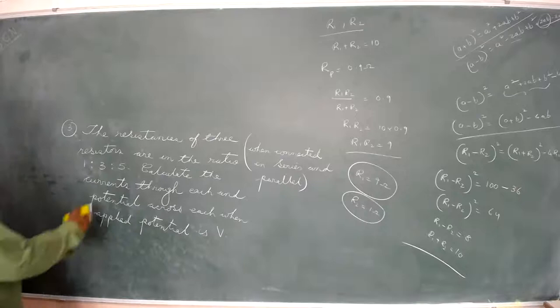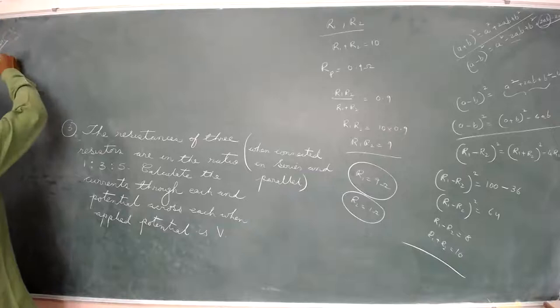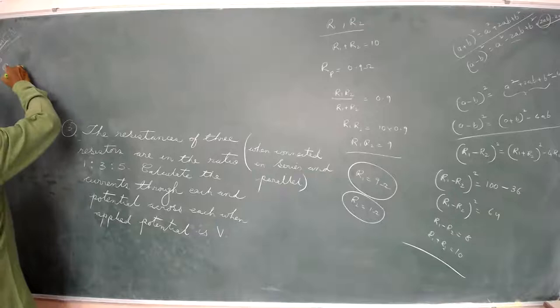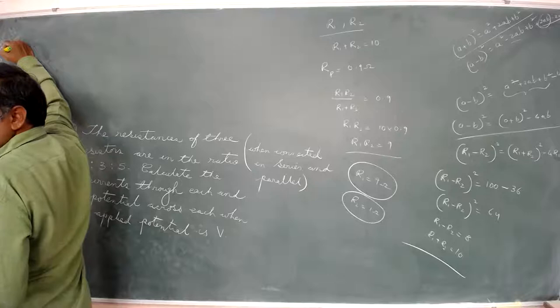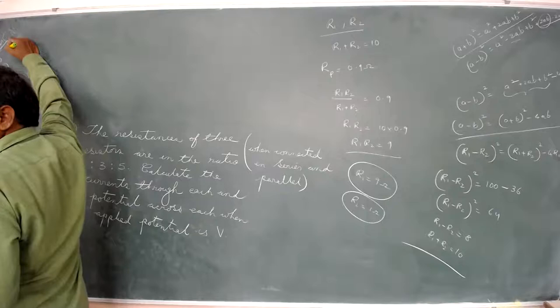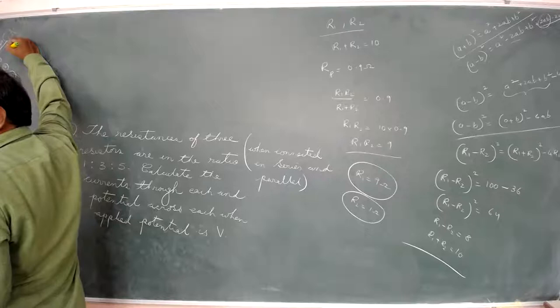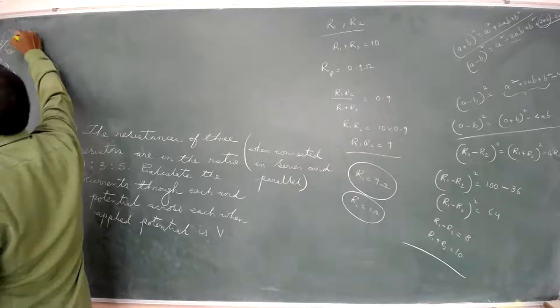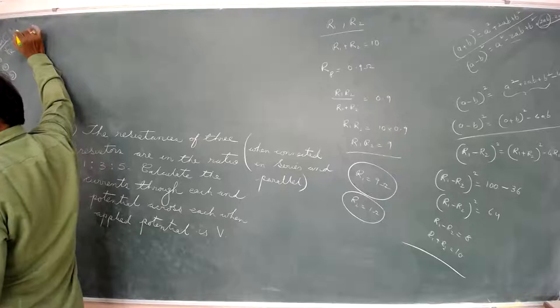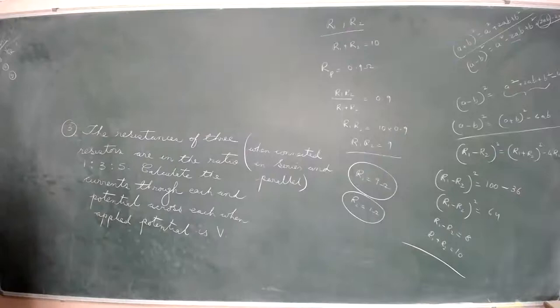First, the series combination. Here there are three resistors: first resistor, second resistor, third resistor. First you get the current and next the potential. Current is V by 9R. Potential across the first one.